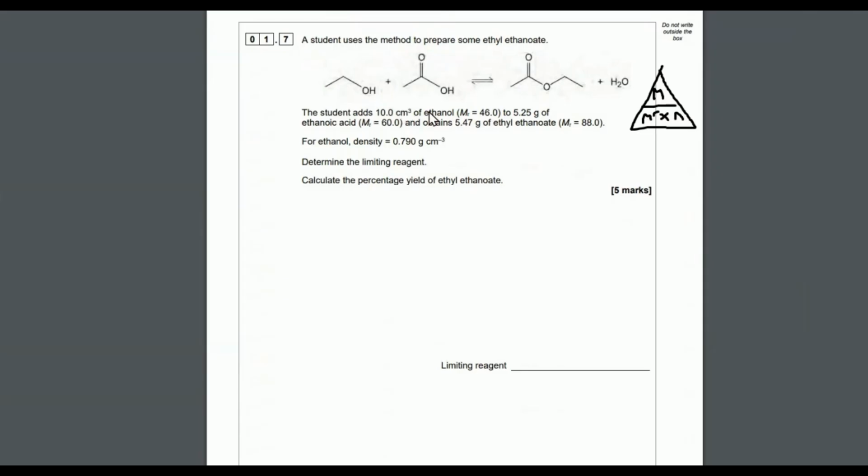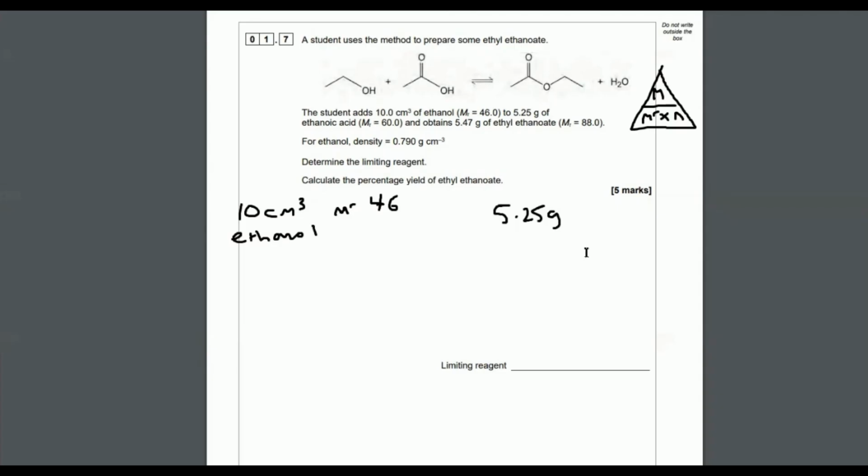The student adds 10 cm³ of ethanol, where the Mr is 46, and 5.25 grams of ethanoic acid. I'm going to group my data together to make it easy. Some people like doing this. So I've got 10 cm³ ethanol, and I know the Mr is 46. That's my data for the ethanol. Then they're giving me data for the ethanoic acid: 5.25 g.